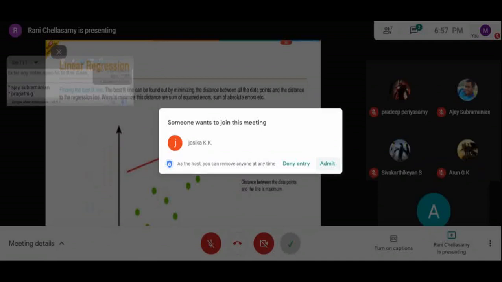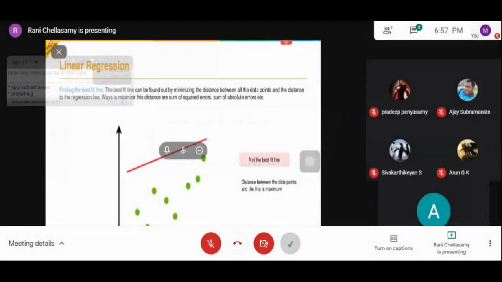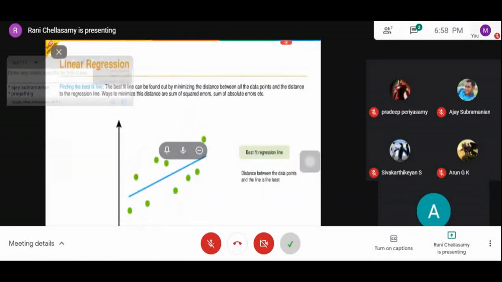In this picture, this is not a best fit because the distance between the data points and the line is maximum, so we cannot choose it as the best line. In this picture, this is also not a best fit line because the distance between the data points and the line can still be reduced. In this case, you can state that the blue line is the best fit regression line because the distance between the data points and the line is the least.